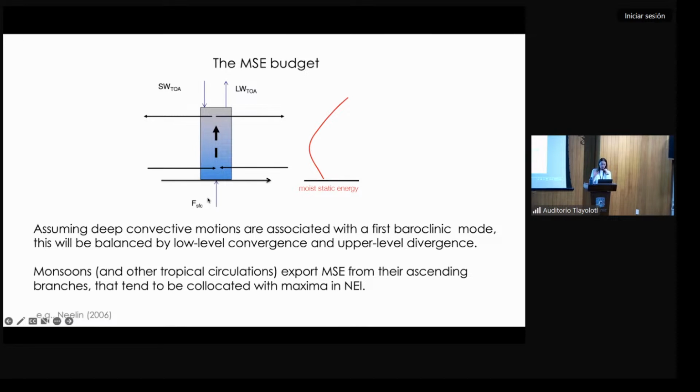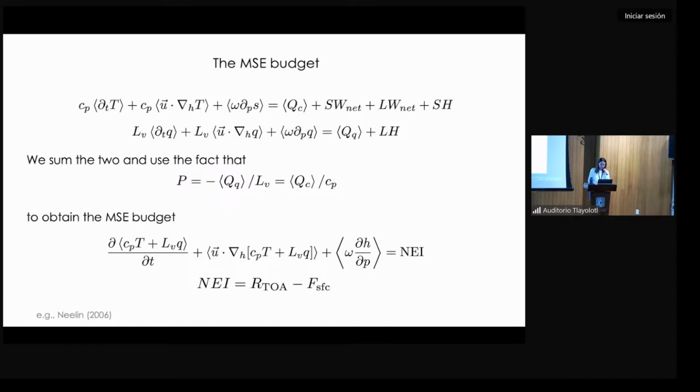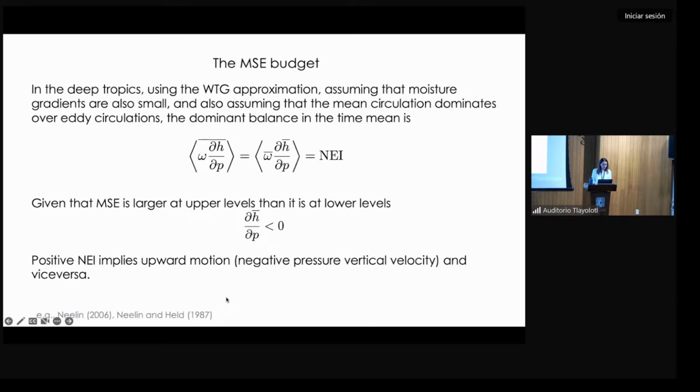Okay, so this has been used throughout the past 30 years in many applications, both to think about steady state and large-scale circulations, but also to think about disturbances, for instance the MJO, that develop in the tropics, trying to tie the circulations that develop to sources and sinks of energy through the top and bottom of your atmospheric column. So in the deep tropics, we can do something else because we can use the weak temperature gradient approximation.